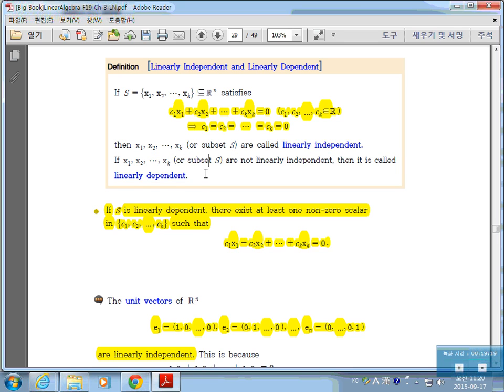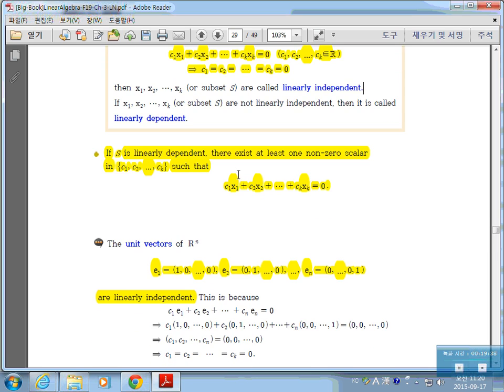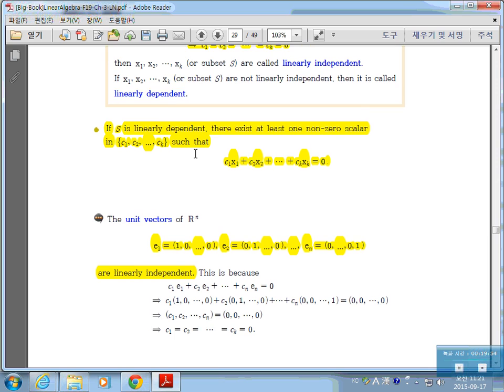This is a new concept, linearly independent, and if not, linearly dependent. To show linear independence, you have to show that a linear combination of the given vectors equal to 0 should imply all the coefficients are 0 altogether. So if S is linearly dependent, what this means is that there exists at least one non-zero scalar Ci such that the linear combination of those is equal to 0. This is extra information to explain linear dependence.